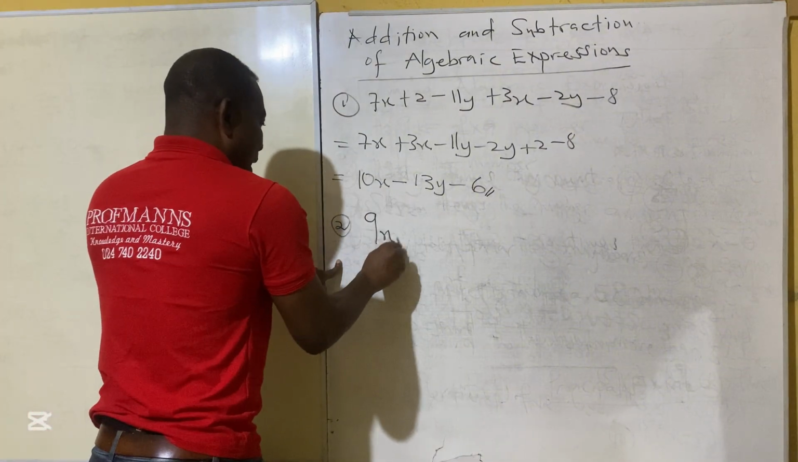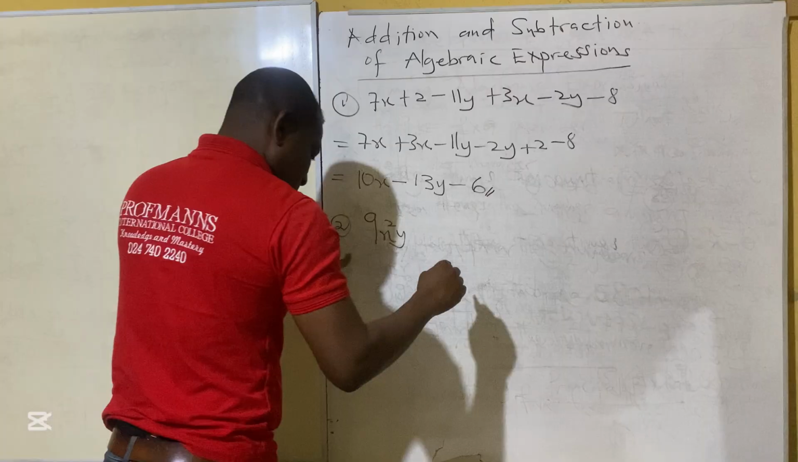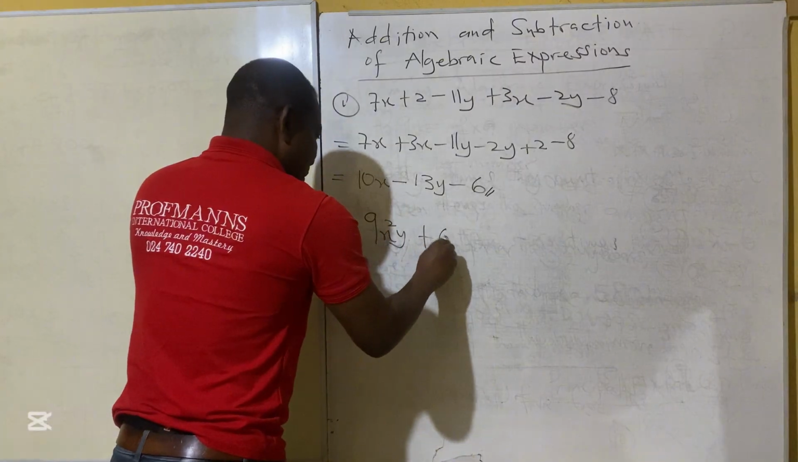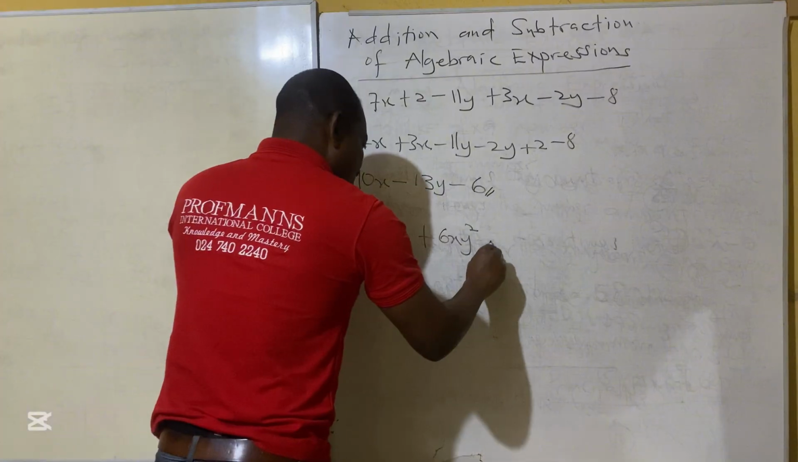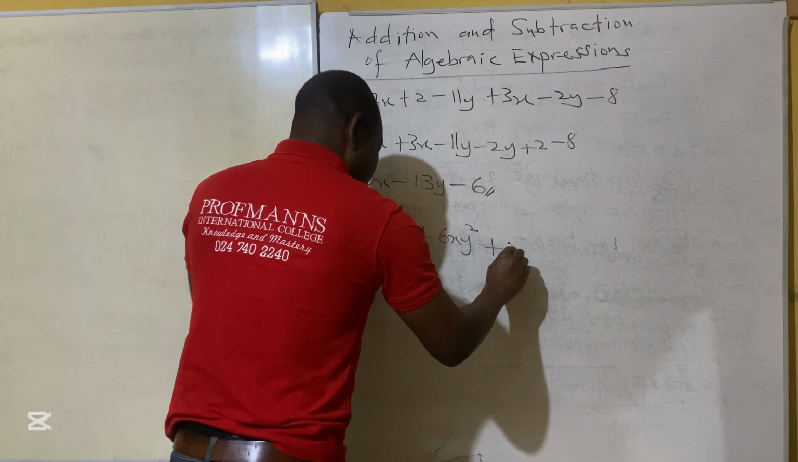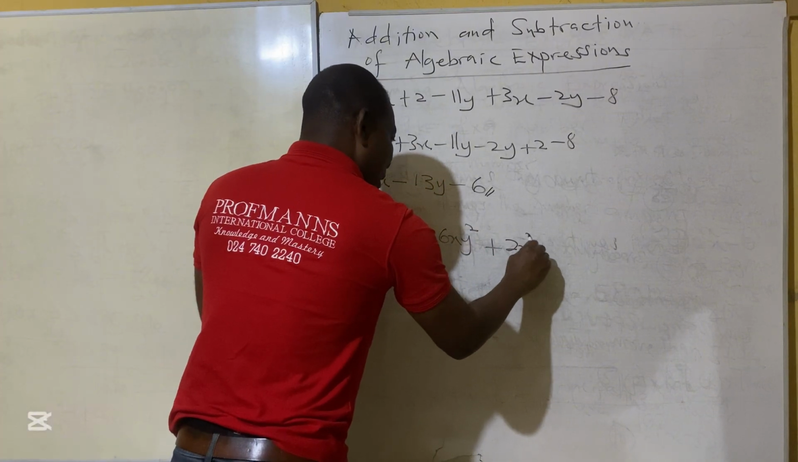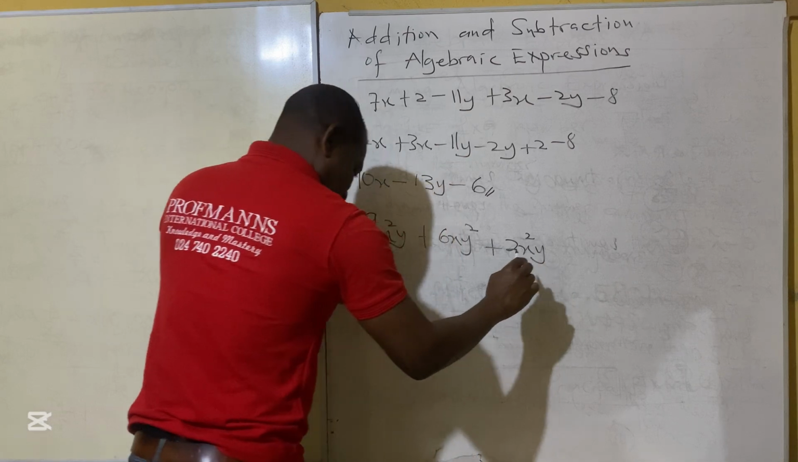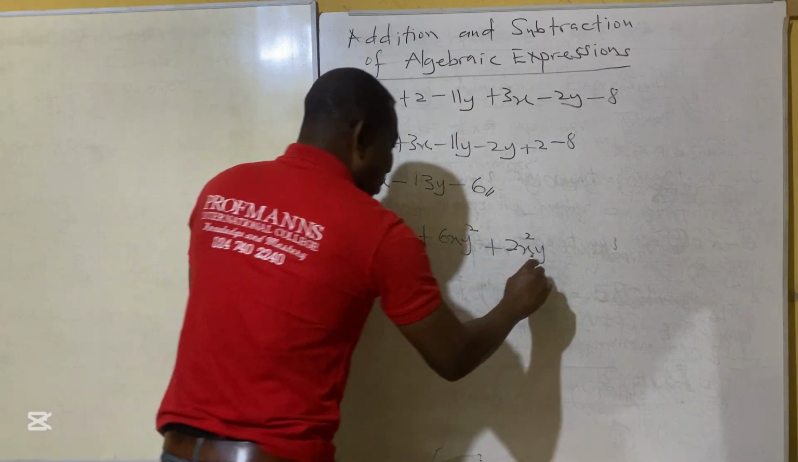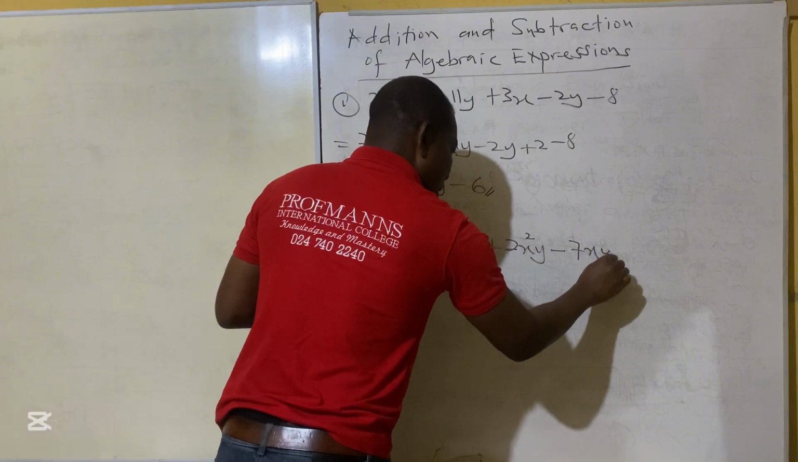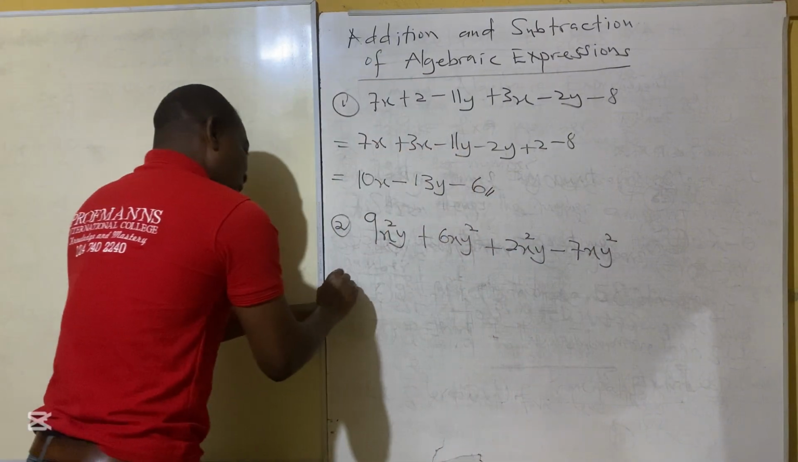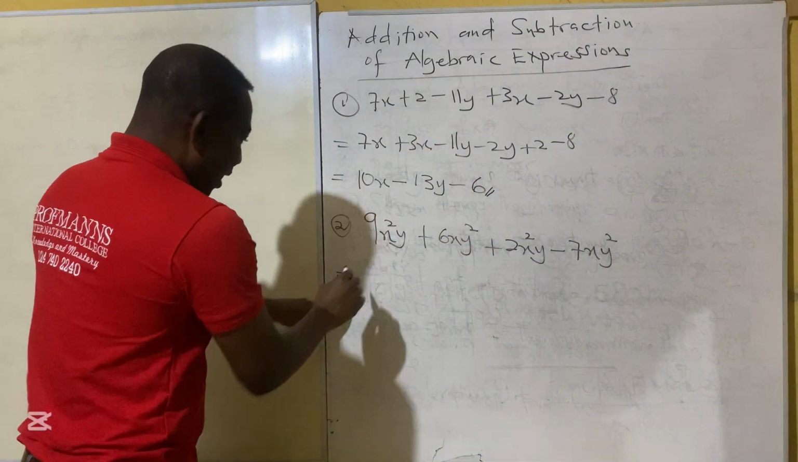9x squared y plus 6xy squared plus 2x squared y minus 7xy squared. Again, we need to group the like terms.